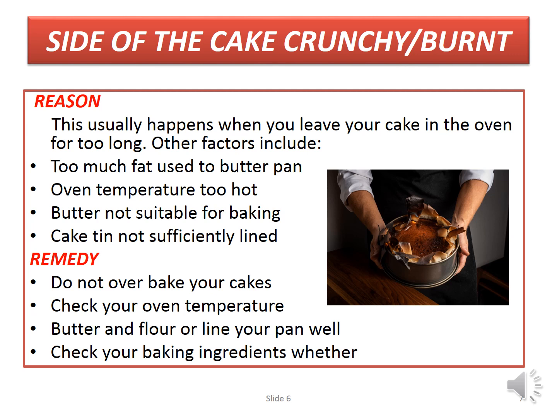Or if you have added too much of fat, or the oven temperature is too high, instead of 180 it is 190, or the cake tin has not been lined properly, as can be seen from this picture. We have not used the parchment paper, it has not been greased and dusted properly. Then the remedy is that never over bake the cake. Bake the cake for the given time period at the recommended temperature. Check the oven temperature. If it goes high, then you will get this kind of fault. Always line your pan properly and check the baking ingredients also, especially the fat. Then you can prevent this fault.